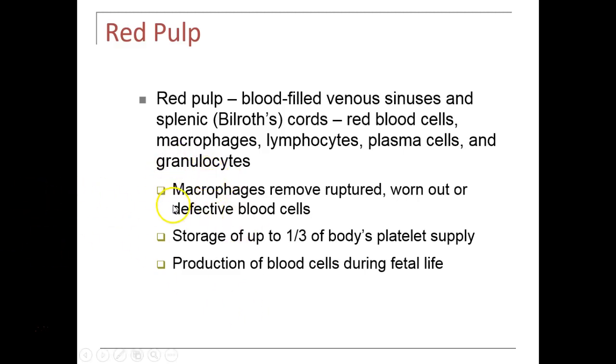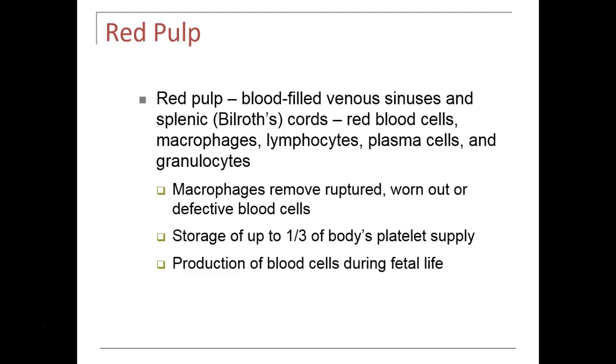Red pulp is an area where the macrophages will remove defective red blood cells out of circulation, that we covered in chapter 19. Remember, red blood cells only live for about 120 days or so. So the macrophages in the red pulp region are phagocytizing those dead or dying red blood cells, pulling them out of circulation. The red pulp also is the area where our body can store up to a third of its platelet supply.